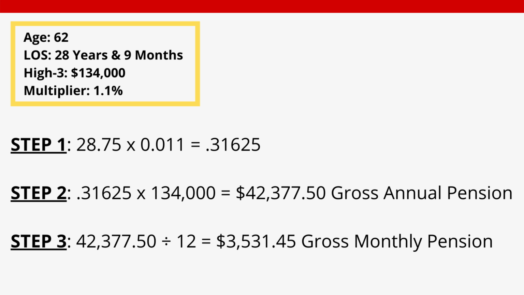Step 2 is to multiply that number by the high 3 average of $134,000, which gives you a gross annual pension of $42,377.50. And step 3 is to divide the annual amount by 12, which equals a gross monthly amount of $3,531.45. By doing these two quick calculations, Michael is able to make a more informed decision about retirement.